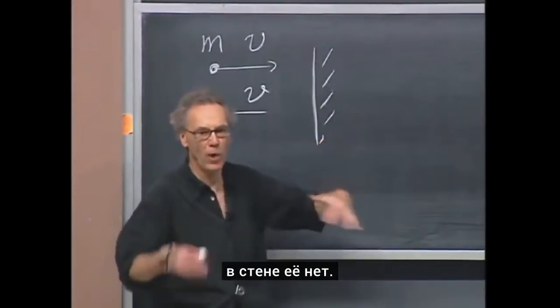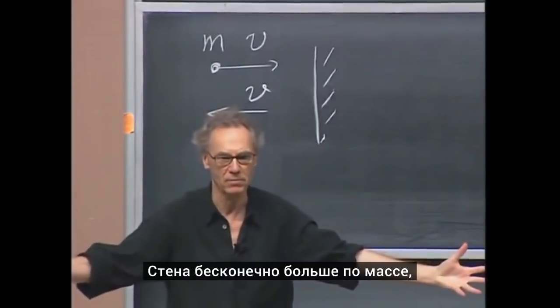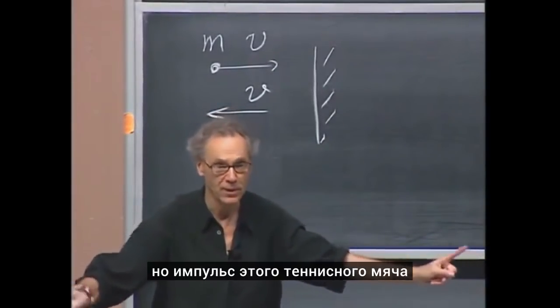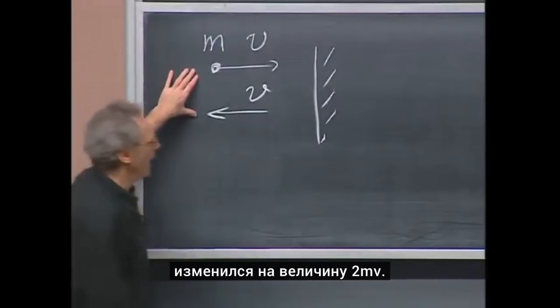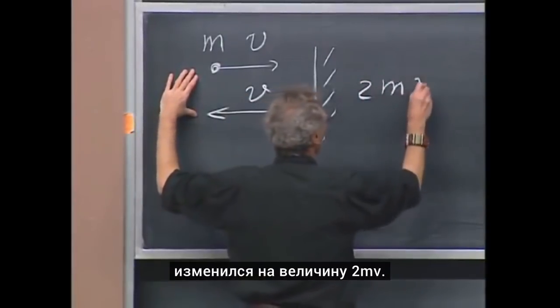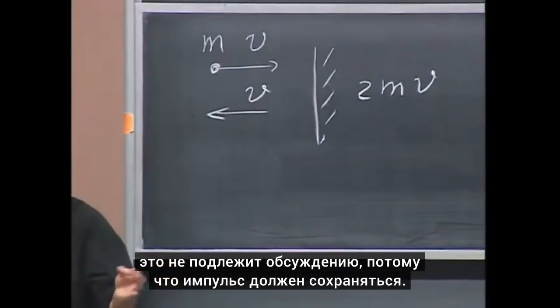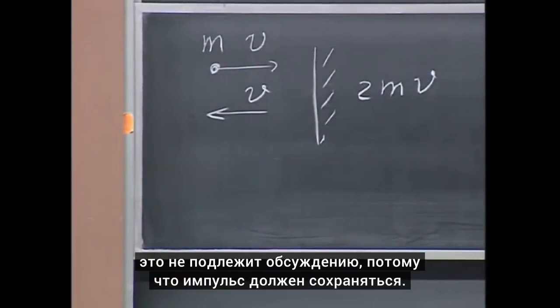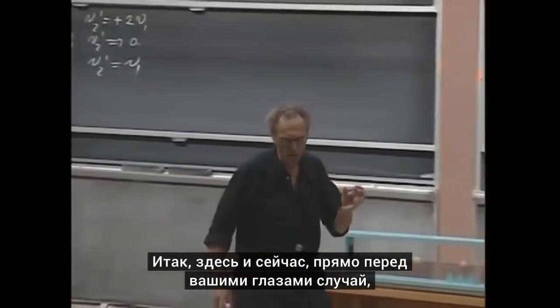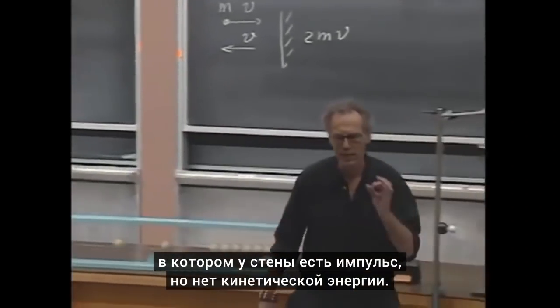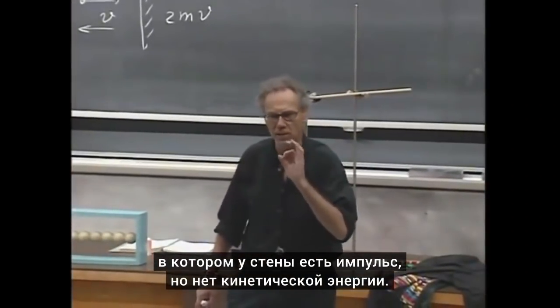All the kinetic energy is in the tennis ball. Nothing is in the wall. The wall has an infinitely large mass. But the momentum of this tennis ball has changed by an amount 2mv. That momentum must be in the wall. It's non-negotiable because momentum must be conserved. So now here you see in front of your eyes a case where the wall has momentum, but it has no kinetic energy.